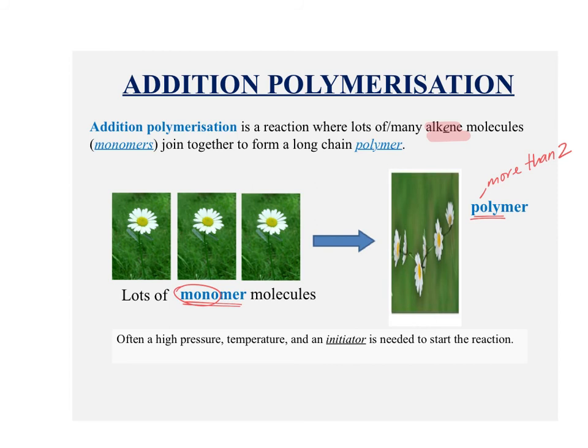Now for this polymerization reaction, we generally need a high pressure and temperature, so it's not going to be a cheap thing to be doing. It's going to be expensive. It's going to cost a lot of money for the business to do. And generally an initiator, something to kick off the reaction, maybe reduce the activation energy, perhaps something like a catalyst.